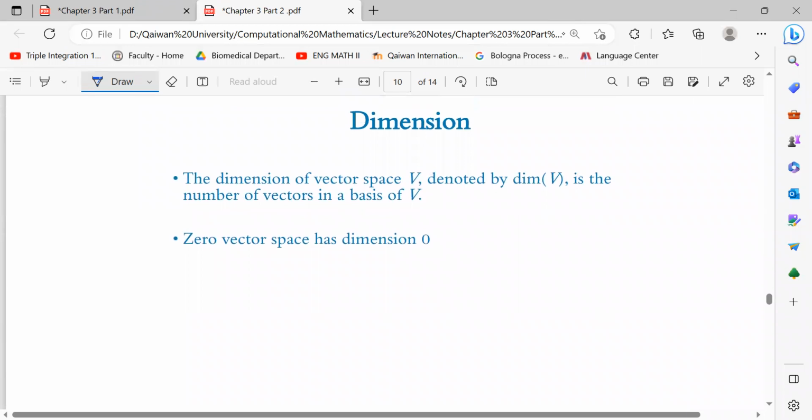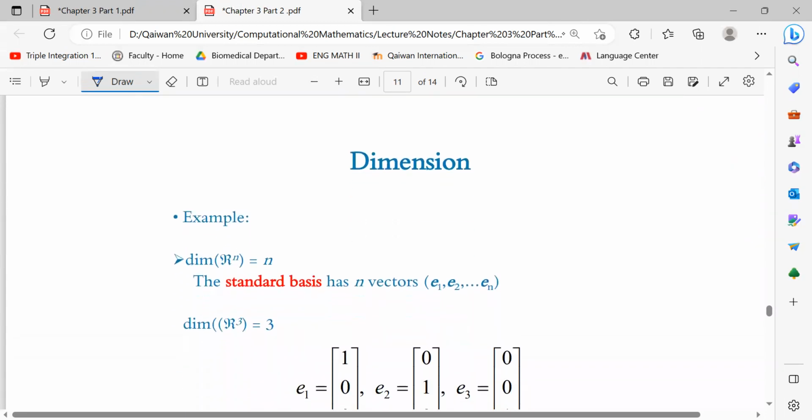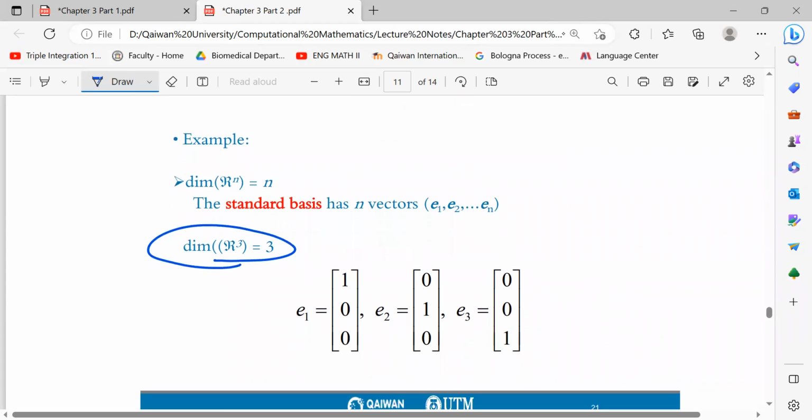For dimensions, the zero vector space has dimension 0. For Rn, dimension means how many elements you have in it. The dimension of Rn is n, because each vector of Rn has n entries. The dimension of R3 is 3. Here we have 3 bases.